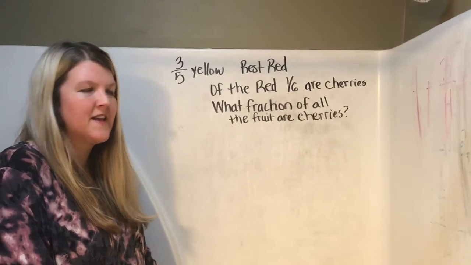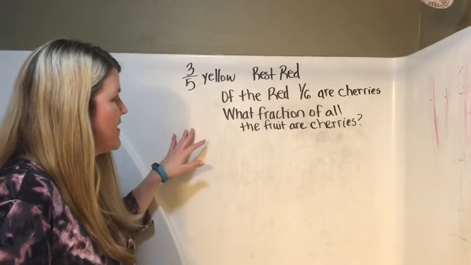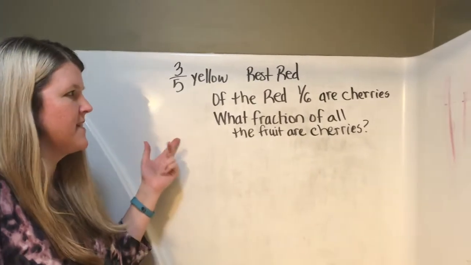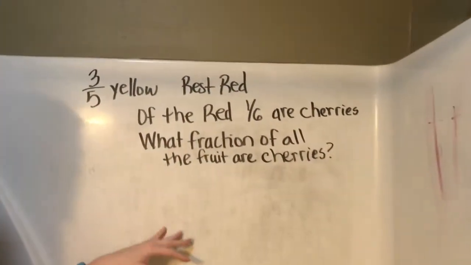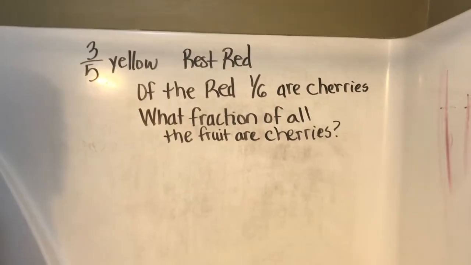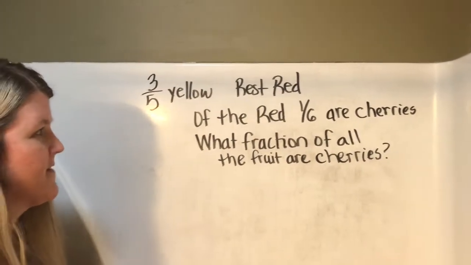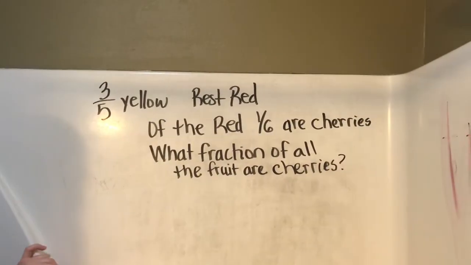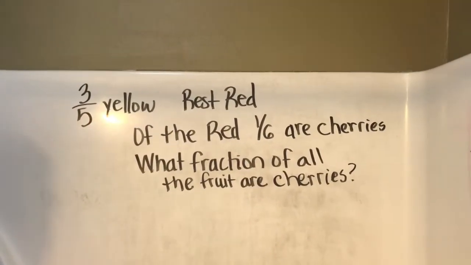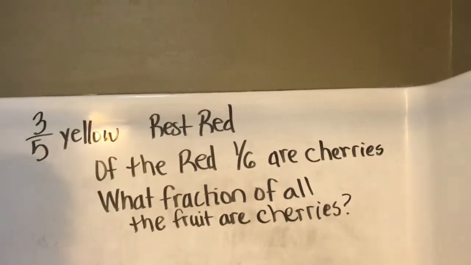All right, so we're going to finish up this problem before I can eat my cobbler. I want to know what fraction of all the fruit are cherries. If you haven't already done so, you can pause this and solve this problem, and then follow along as we go through it and see if you worked it out the same way that I'm about to. So, remember we said that 3/5 of the fruit are yellow and the rest are red. And then of the red, 1/6 are cherries. What fraction of all the fruit are cherries?